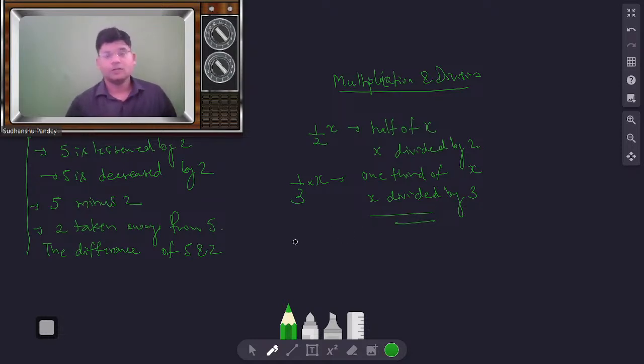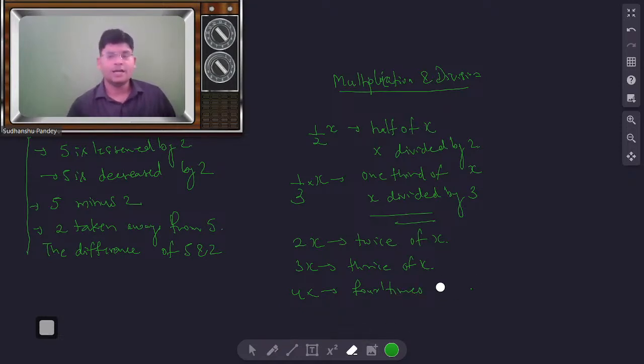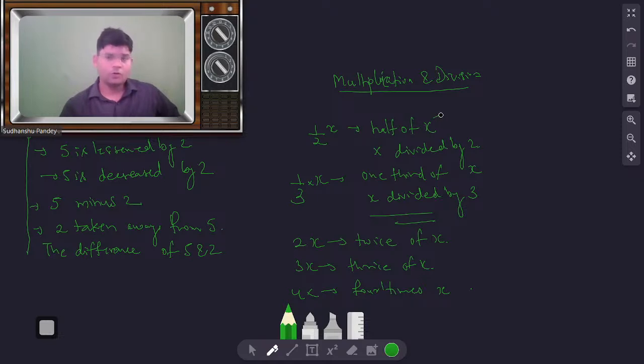Anybody having any doubt? No, sir. So we can write 2x as twice of x. 3x means thrice of x. 4x means then we use 4 times. Then the word times comes. Okay, now please understand, wherever I am writing x, you don't know what the value of x is, so you can also write a number in place of x.